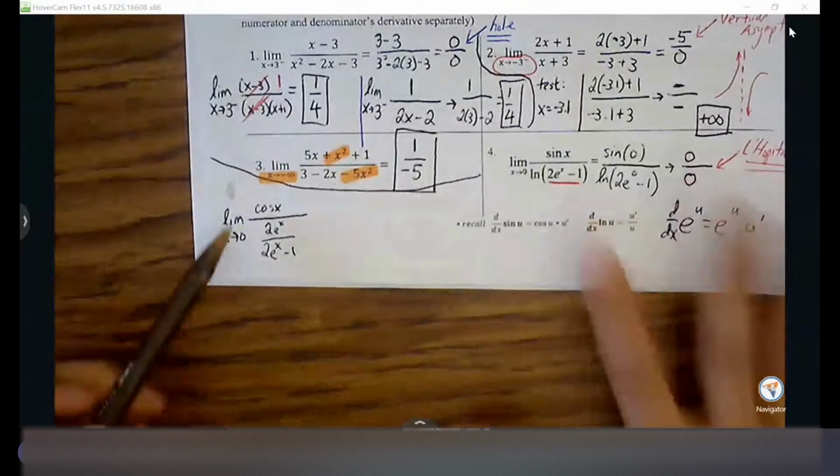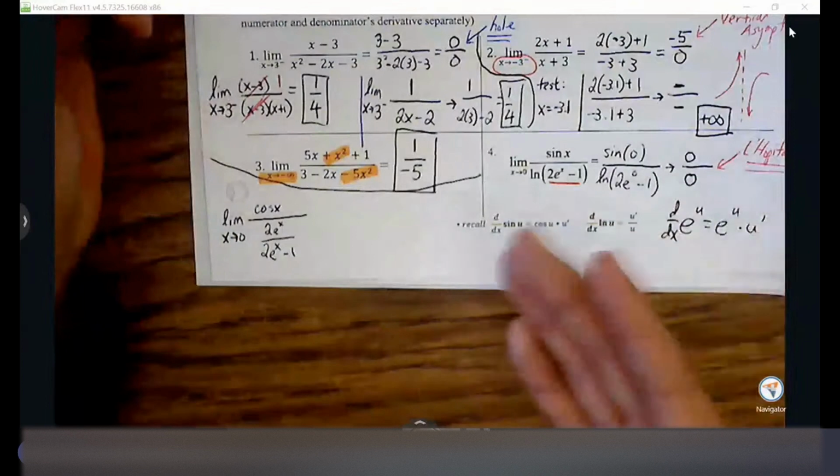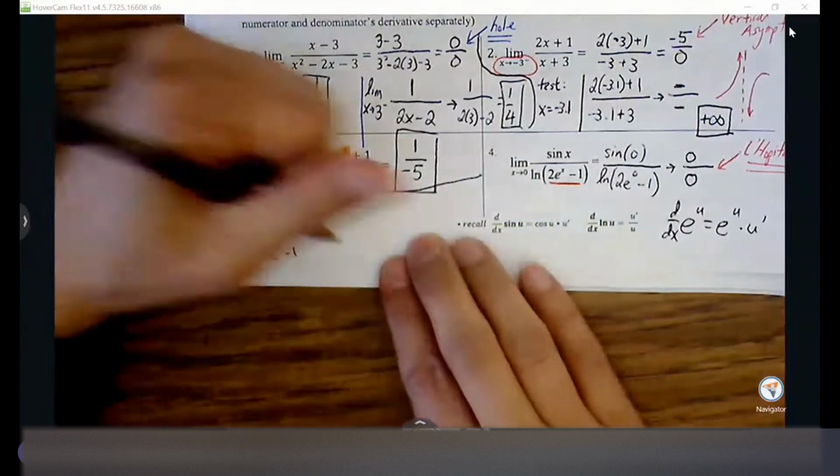Now, this looks messy, but really, we have the derivative form. We're just going to plug 0 in and see what we get. And hopefully, this will lead us to something other than 0 over 0.